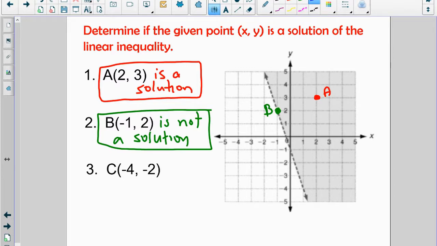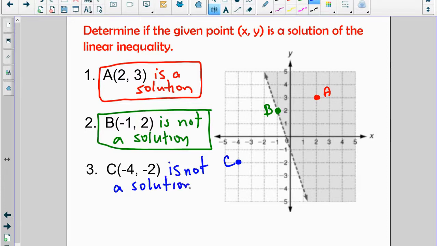All right, point C, last one. We have -4, -2. So I want to go -4 in the x direction and -2 in the y direction. I'll label that point C, which we can see is clearly on the side that is not shaded. So point C is not a solution.